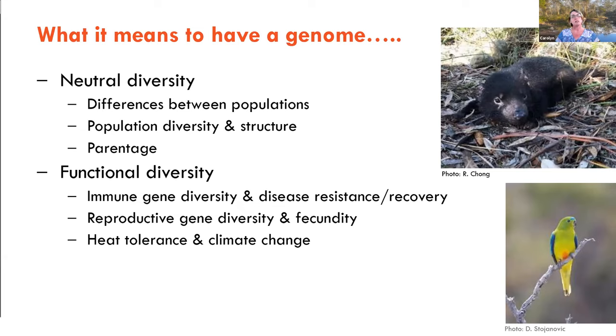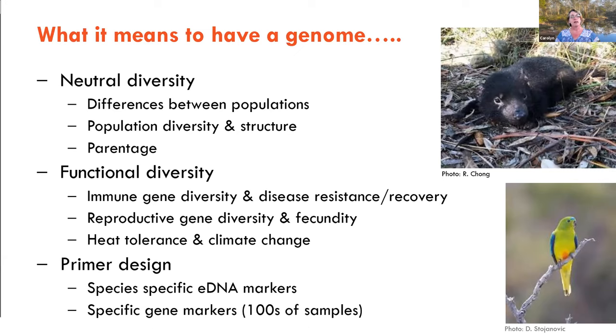And so really it's exponentially improved our ability to assess what's happening, not only at a neutral level, but at a functional level. And lastly, we can also do primer design. As I said, we can look for species-specific eDNA markers. With the new HiFi data, there's a new method that's coming out that you can use to look for mitogenome assembly from the HiFi data. So that will help looking for some of the eDNA markers. And as I said, we can also do specific gene markers for target capture as well as mass array.